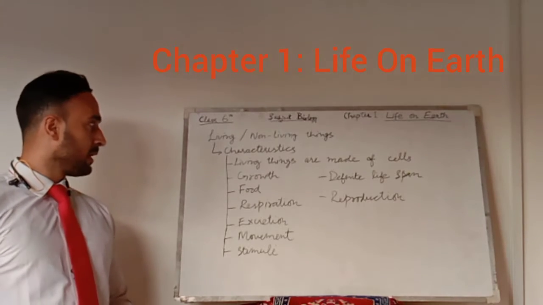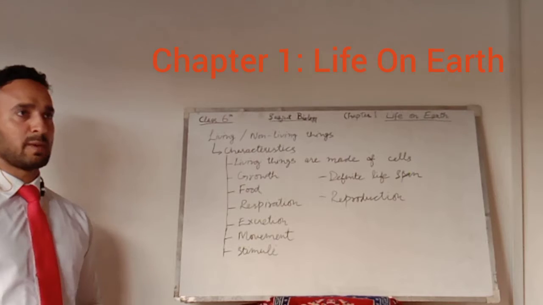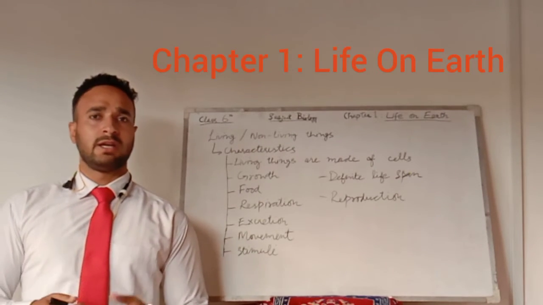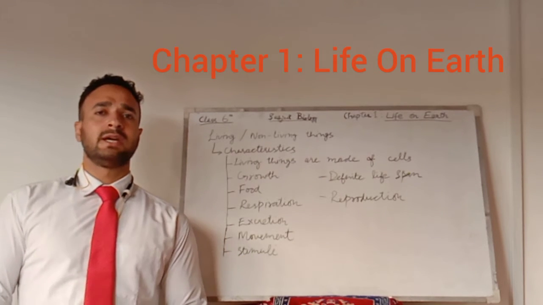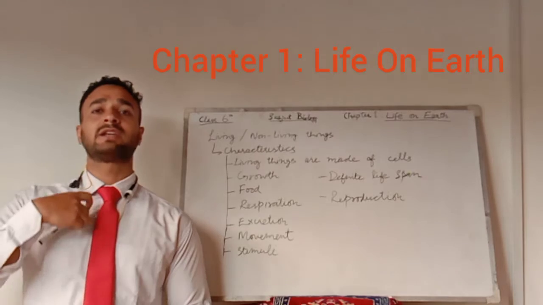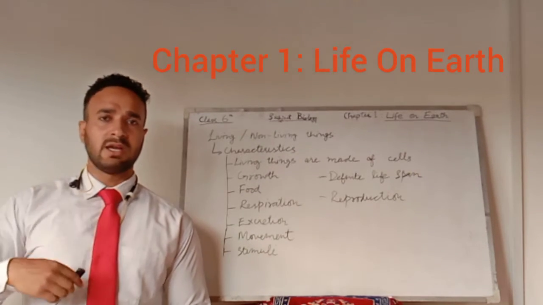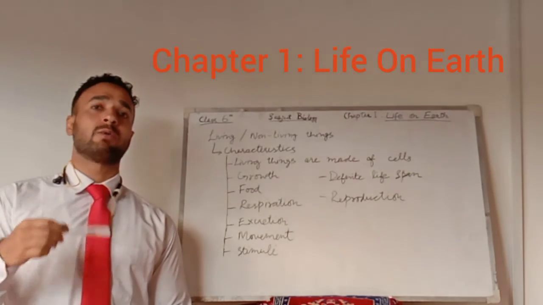The next characteristic found in living organisms is respiration. Respiration itself is of two kinds: first, breathing, and second, internal respiration. Breathing is the intake of oxygen and giving out of carbon dioxide. This is called breathing. It is only found in living things.